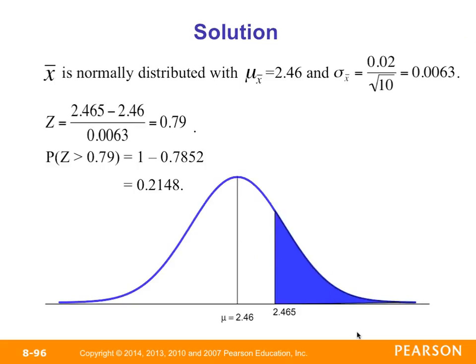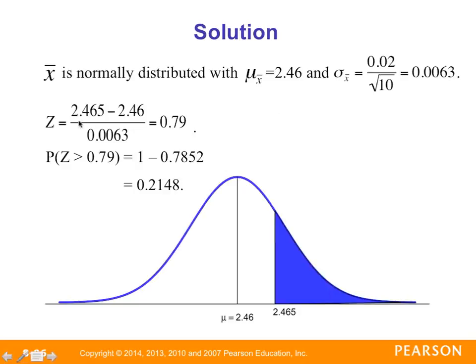So what we need to do is find our mean and our standard deviation. The mean is going to be the same as the population mean. It's just going to be 2.46. But if we're talking about a sample, we have to calculate our standard deviation for our sample mean. So we need to take our population standard deviation, which is 0.02, and divide by the square root of n. If we do that, we're going to get 0.0063.